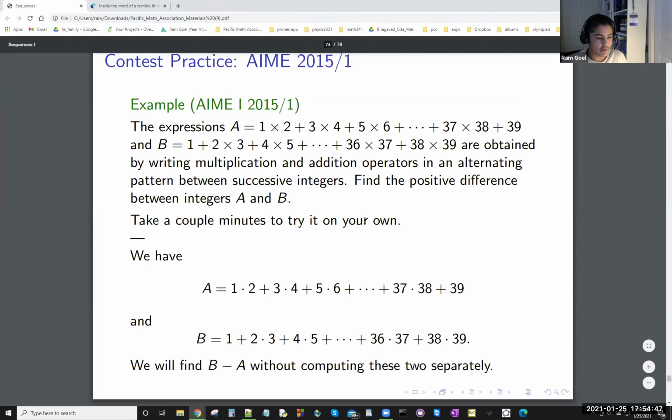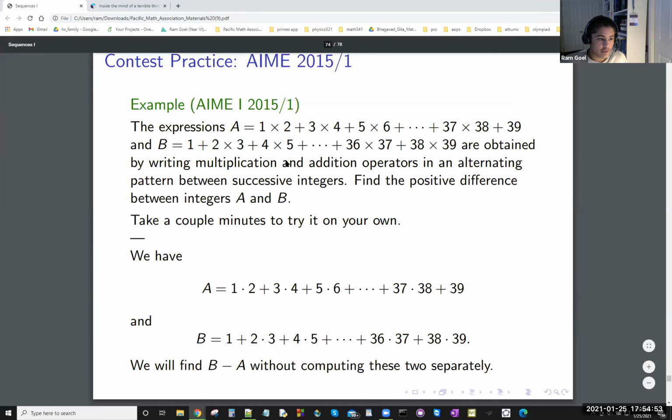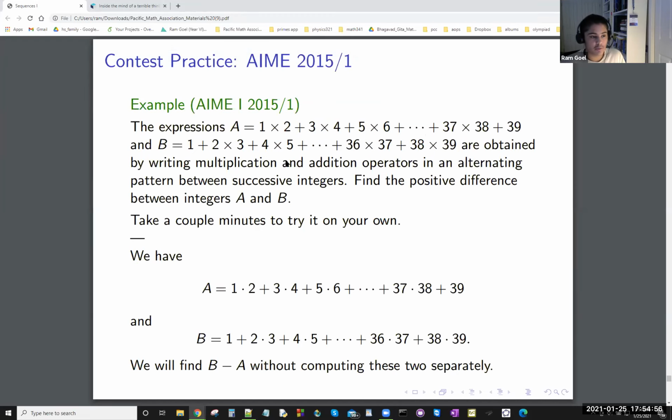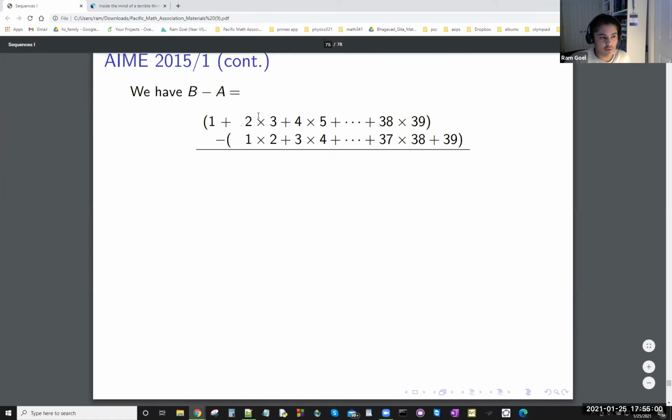All right. As Nivid said, the main idea is to line them up like this. We did shift the pluses and times, but if we line them up like this, we have 1 plus 2 times 3 plus 4 times 5, all the way till 38 times 39. And then we subtract 1 times 2, 3 times 4, up to 37 times 38. And then we subtract this 39.